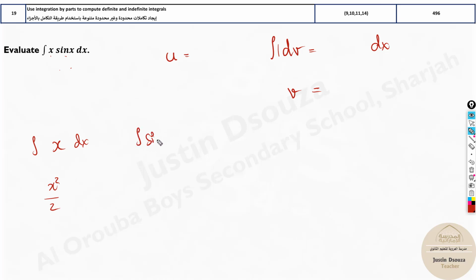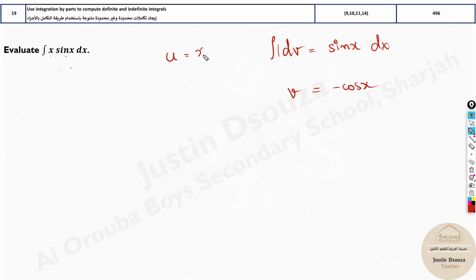Whereas the integration of sine x with respect to x will be minus cosine x. That's it. This is almost the same, but over here, if you integrate x, considering it to be dv, you're increasing the power and it becomes much more complicated. So please don't use x. Why? Because you're complicating it more. So we will consider dv to be sine x. Now the integration of this will be minus cos x.